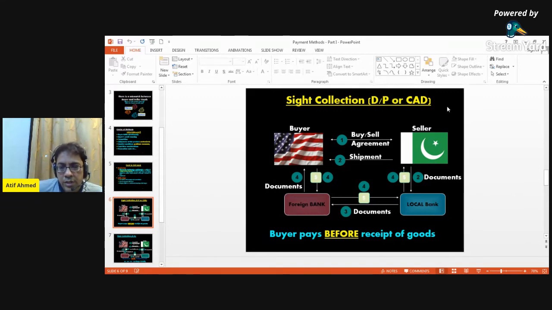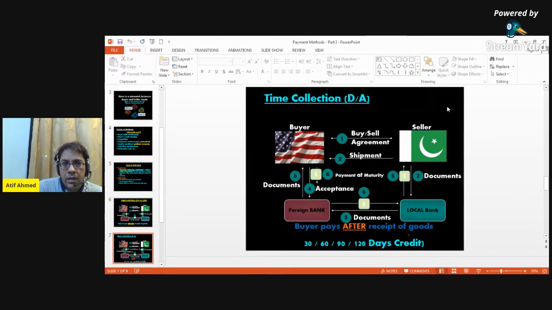So this is a very safe transaction as far as the seller is concerned. There is as such no risk about the payment. In the CAD or DP case, a buyer normally pays before the receipt of the actual cargo. Now, the second method is time collection.